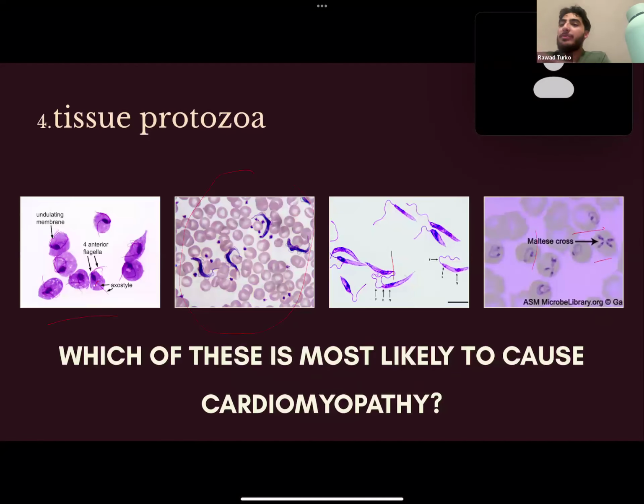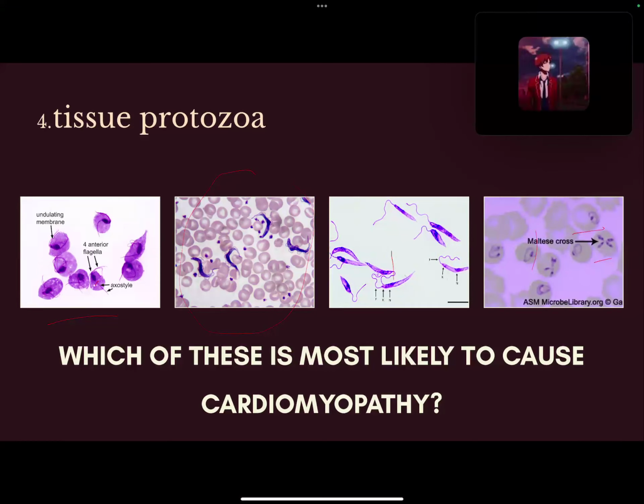Anyways, we're done with protozoa. I'm pretty sure that's all of your protozoa, right? Does anyone have any question about any protozoa we took so far? All clear for me. All clear? Yeah. Good stuff. Alhamdulillah.